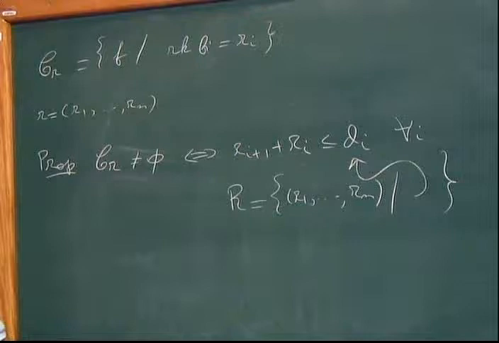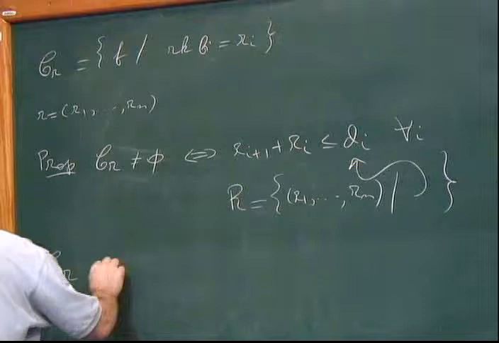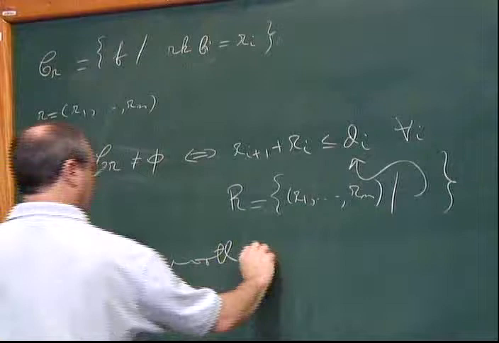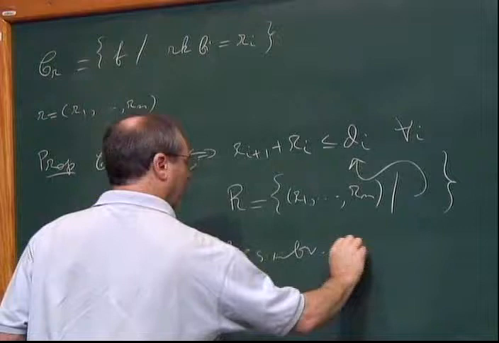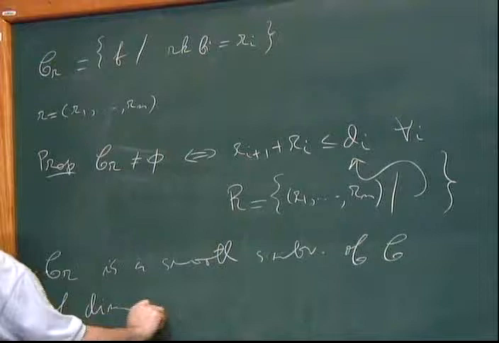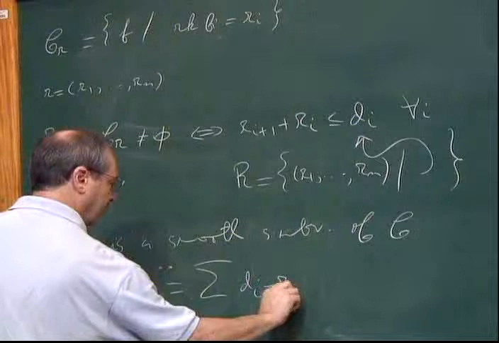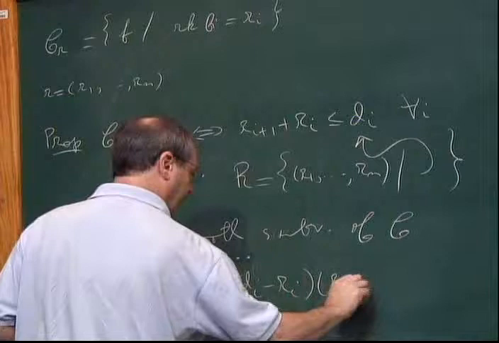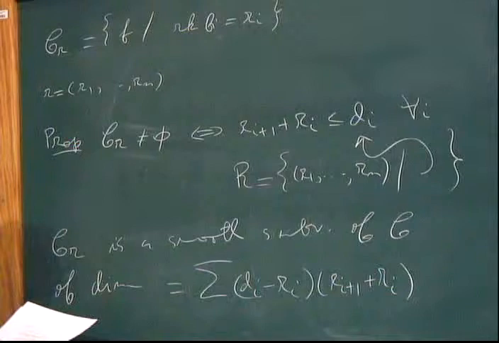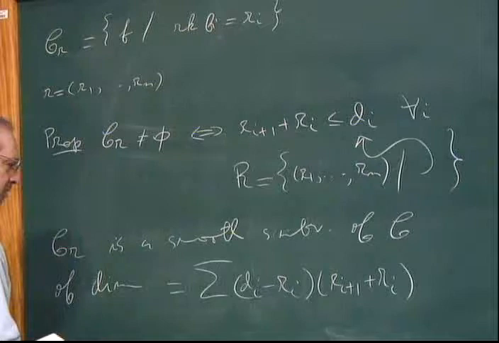And CR in this case is a smooth subvariety of C of dimension equal to, well, we have a couple of ways to express the dimension of this variety. Let me just write one of them: DI minus R_{i+1} plus RI. So you recognize formulas which look similar to dimensions of Grassmannians and things like this. So this variety of complexes may be thought of as very close to being a generalization of a Grassmannian.